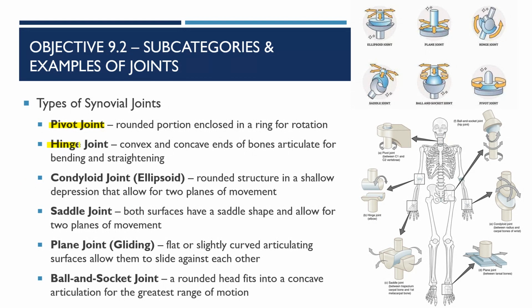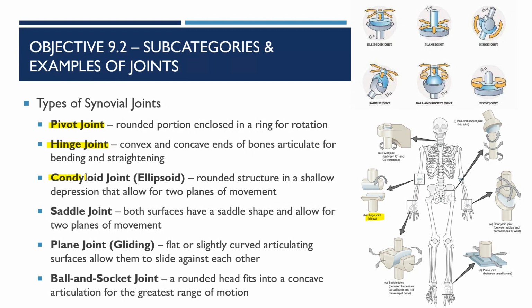A hinge joint, think about like a door hinge. You'll find a hinge joint in your elbow. So you have the hinge and then the little concave structure that goes around that hinge. Pretty much one type of movement, one plane of movement. You'll find a hinge joint in your elbow, but you will also find a hinge joint in your knee. And if you think about it, with your elbow and your knee, you can pretty much make one type of movement there. You can't go in all different directions.